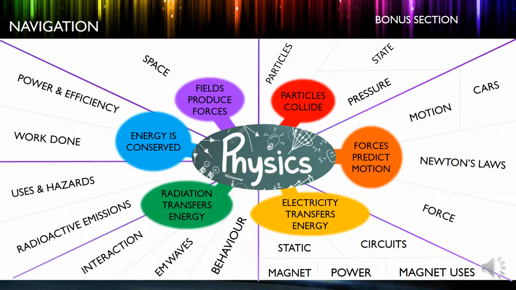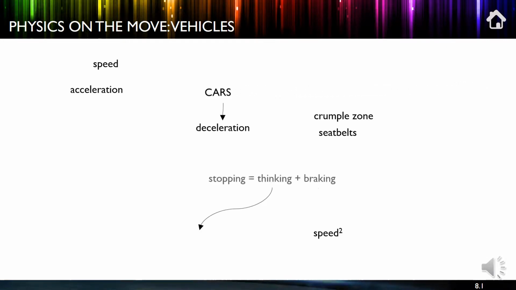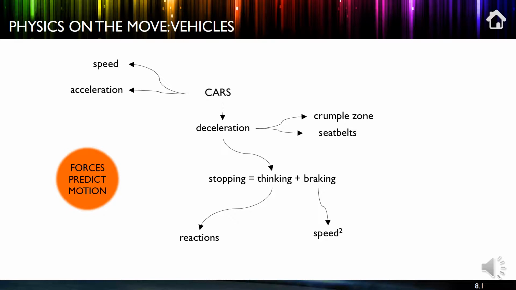This is Unit 8.1. It deals with vehicles and cars in particular. So the key idea here is forces predict motion. There's all kinds of forces on cars, and if we understand the forces, we can understand the motion. By cars we obviously mean vehicles of any kind, trucks and so on. And the first thing is to think about acceleration and speed and the implications those have for safety.